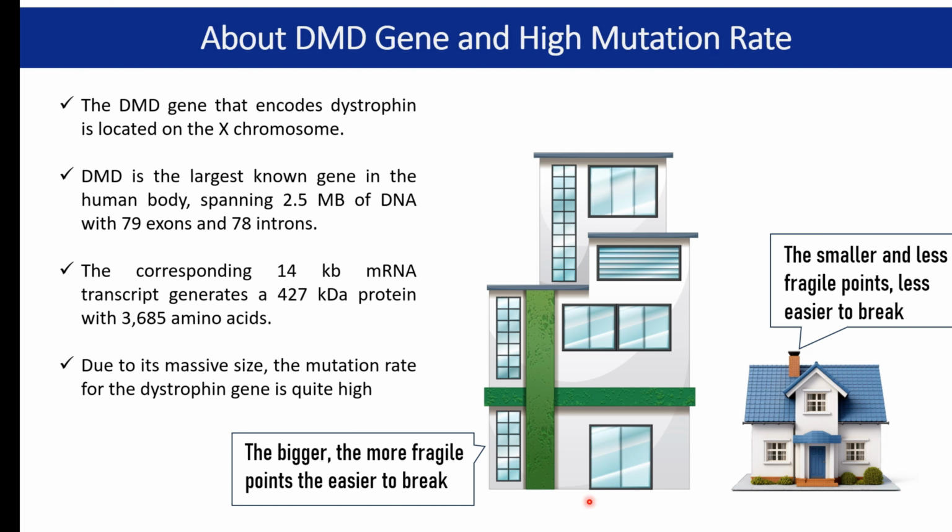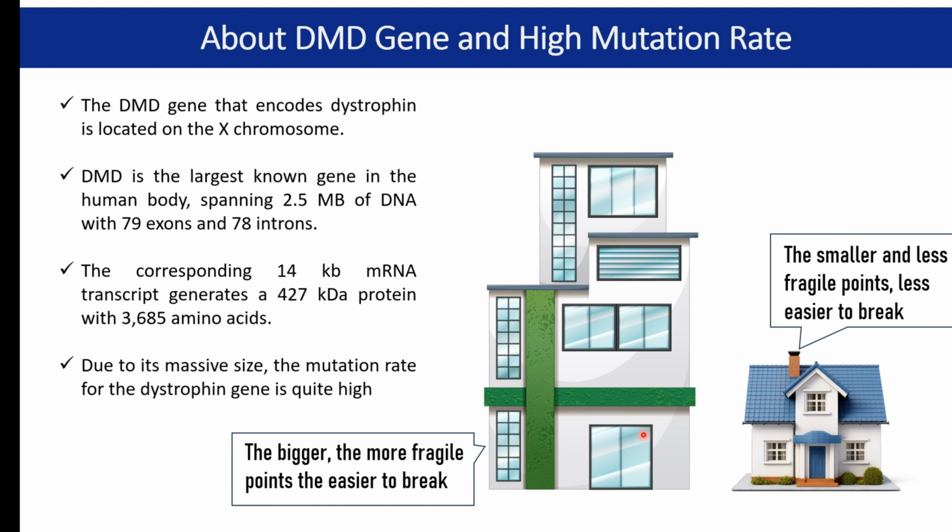This is a very simple example I am showing to explain the scenario. Suppose there are two houses: this is a very big house, with a lot of fragile points, meaning a lot of glass, and this is a small house, without a lot of fragile points, meaning less glass. Suppose someone is playing cricket, like children like to play cricket.